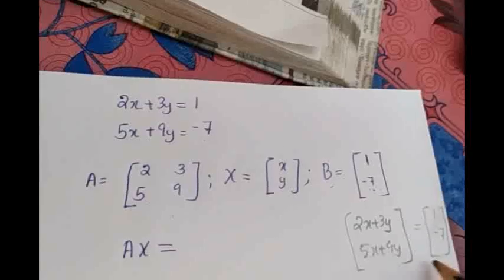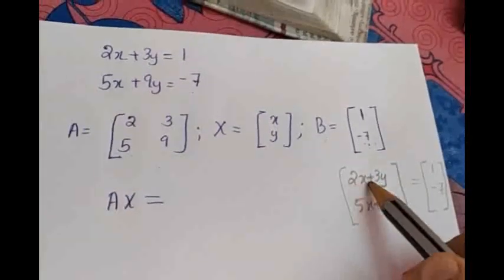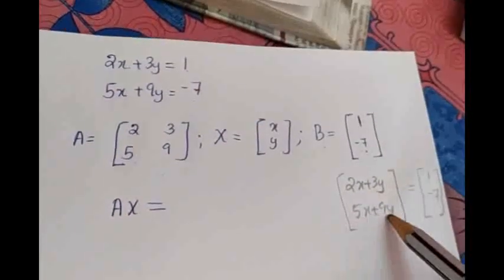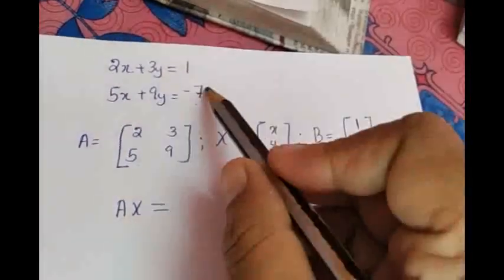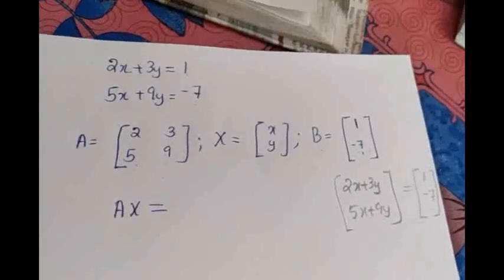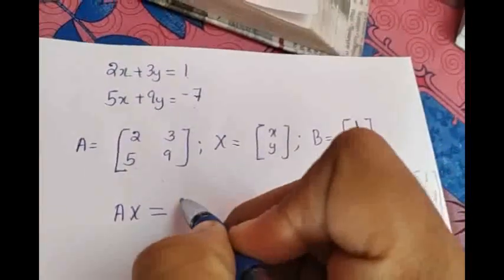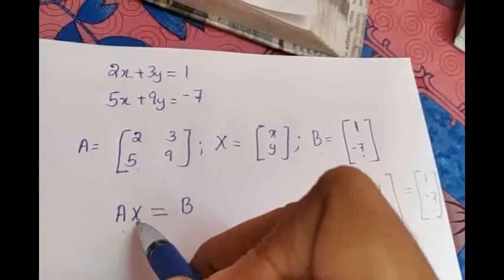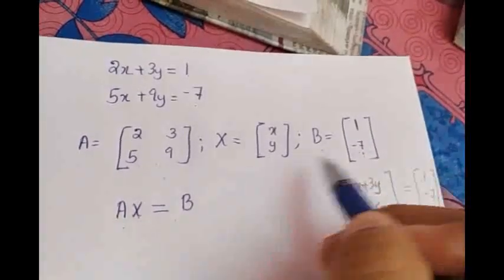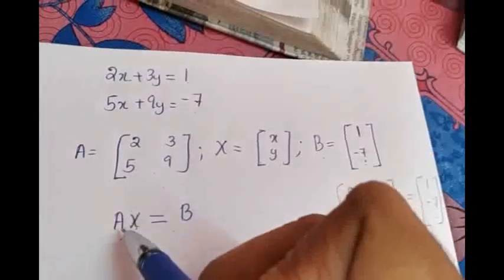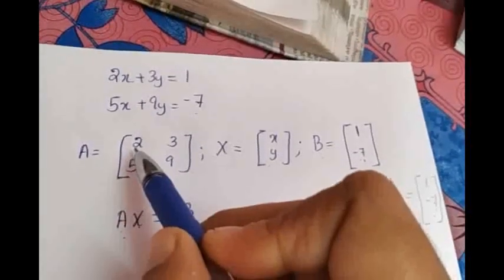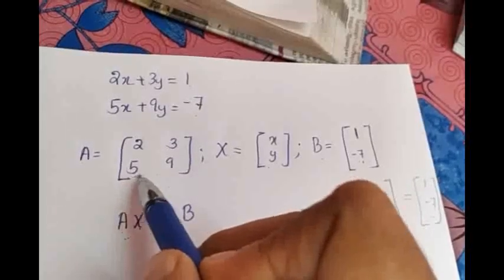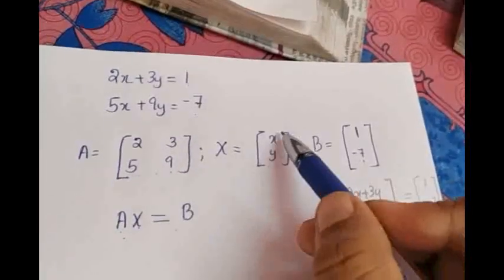And if I compare these two matrices, what I get is 2x plus 3y equal to 1, which is our first equation, and 5x plus 9y equal to minus 7, which is our second equation. So we can express the system of linear equations as AX equal to B, provided A is the coefficient matrix, X is the variable matrix and B is the constant matrix. If I am taking the variables in order x and y, every row of coefficients must be in the order x and y.